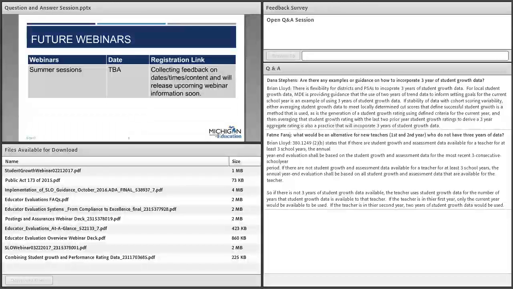All right, it looks like we have a couple other questions that have come in. One, how can we create growth targets if the SLO is developed for next year, since it would be the first year it would be in use? And for that question, I'm going to hand it over to Brian.